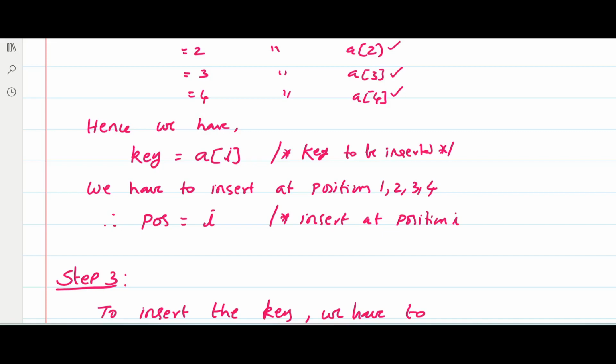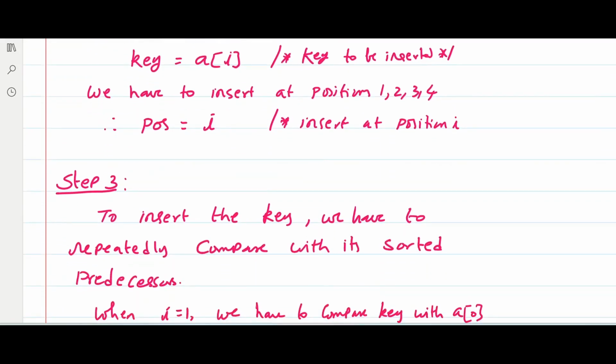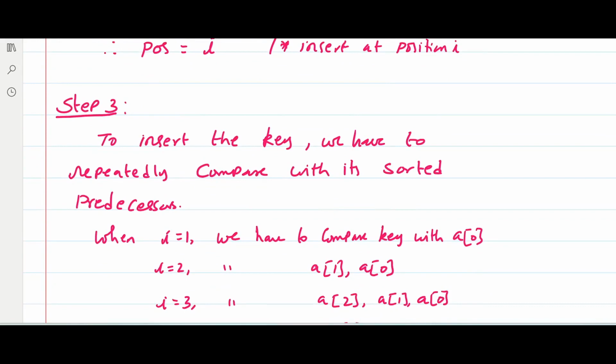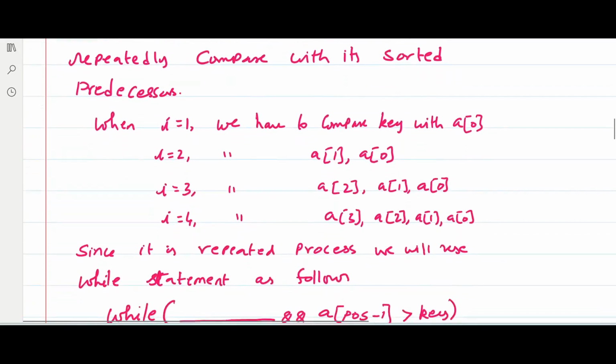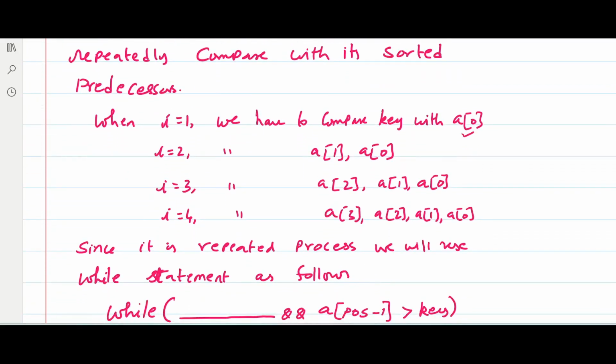So now in the next step, in order to insert the key, we have to repeatedly compare with its sorted predecessors. That means when I equal to 1, we have to compare with the key a of 0. When I equal to 2, we have to compare with a of 1 as well as a of 0. When I equal to 3, we have to compare with a of 2, a of 1, a of 0. When I equal to 4, we have to compare with a of 3, a of 2, a of 1, and a of 0. This is a repeated process.